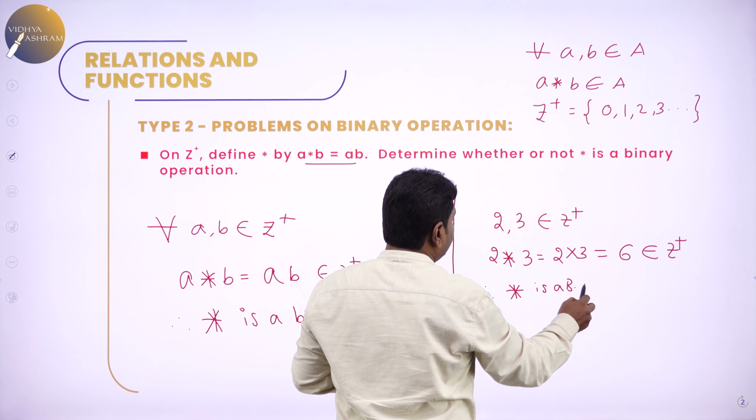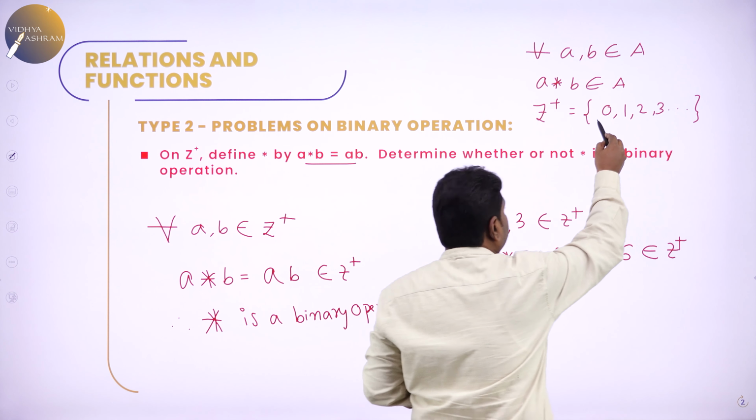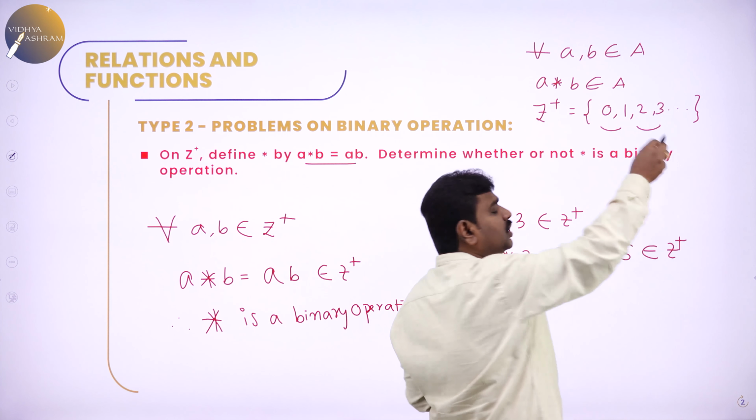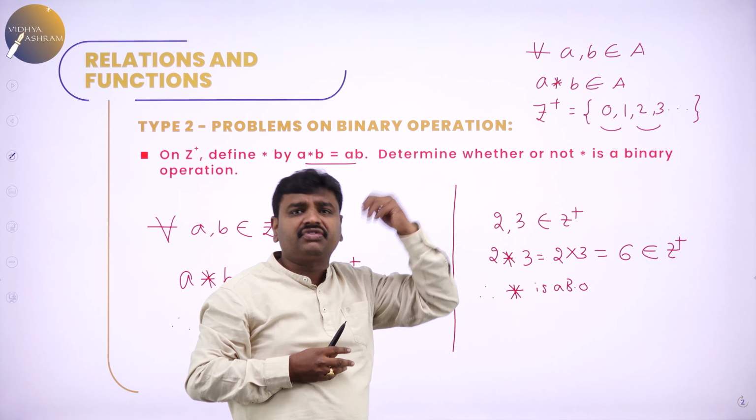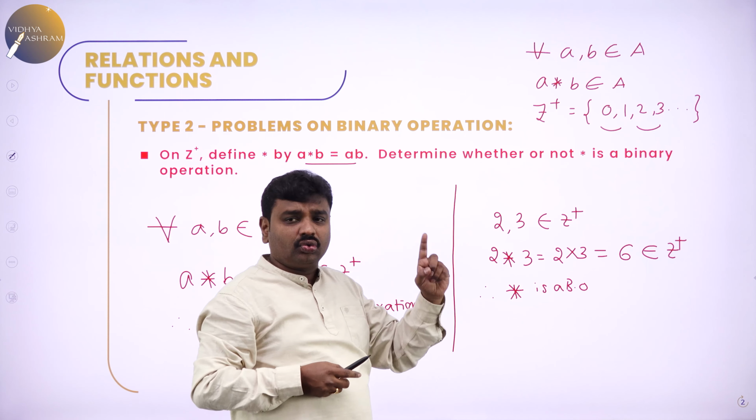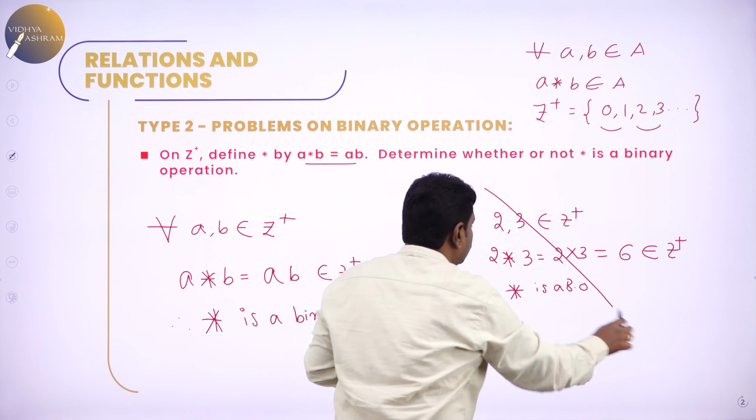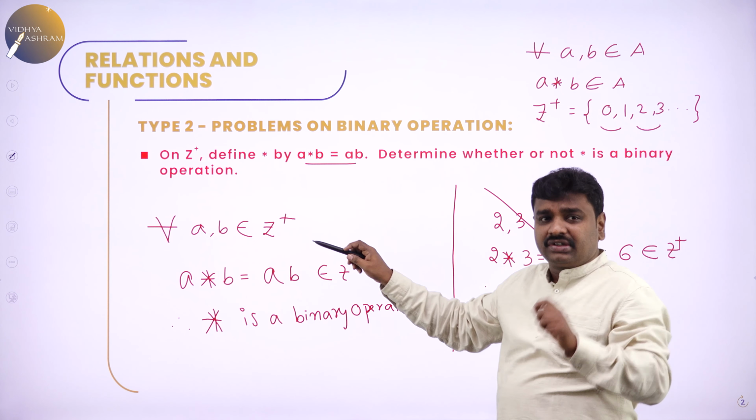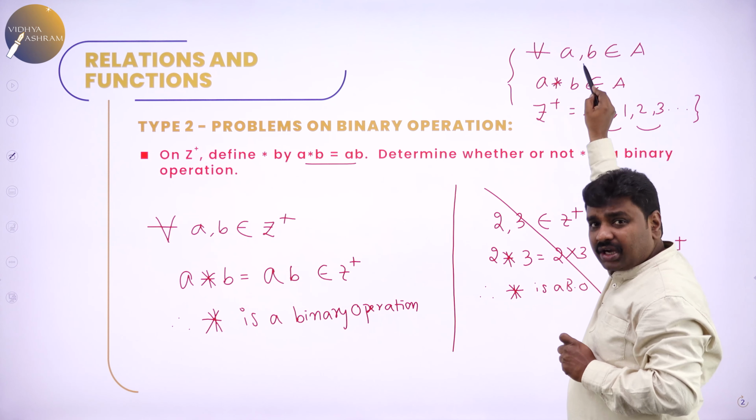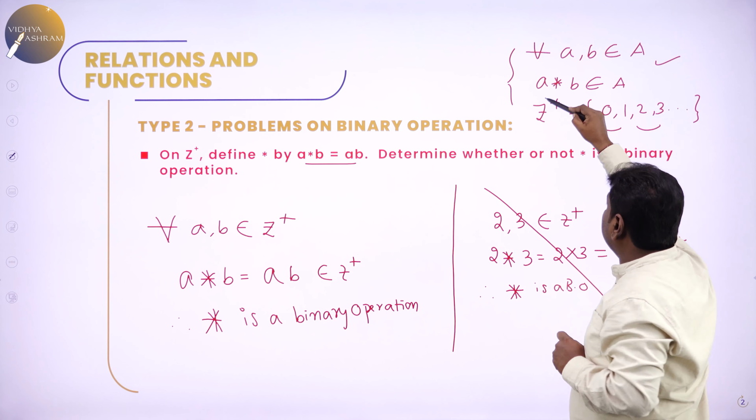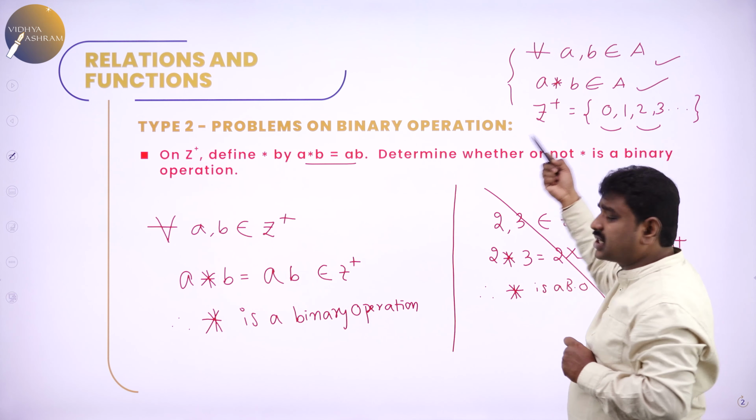And not only 2, 3, you can take any two numbers. I can take 0, 1, 2, 3. How many integers are there? So how many elements are there in Z plus? Infinity. That's why when it is true, you should not give an example. You should generalize. How to generalize? To generalize, we have to adopt this. For all A comma B belongs to given set, if A star B also belongs to same set, then star is BO.